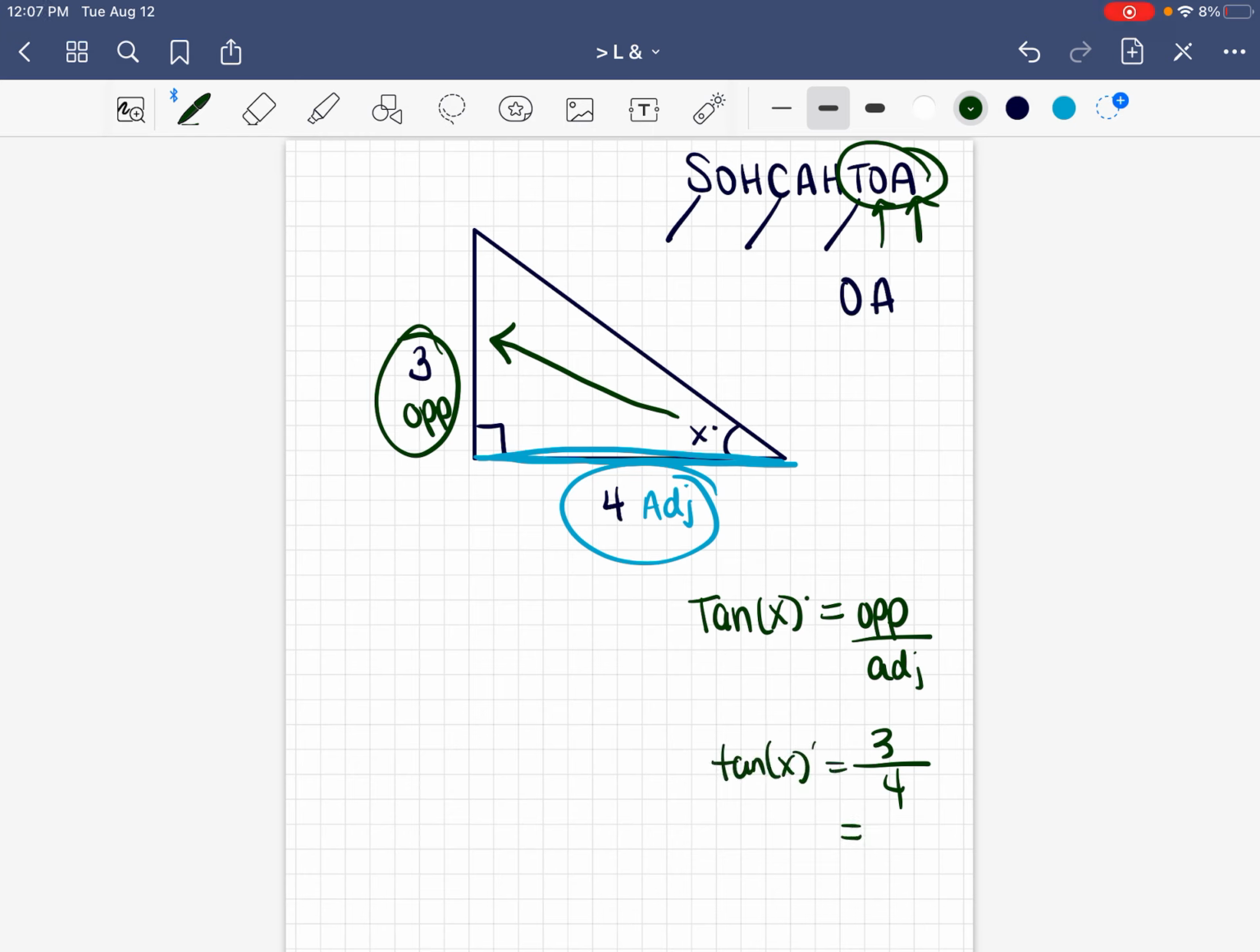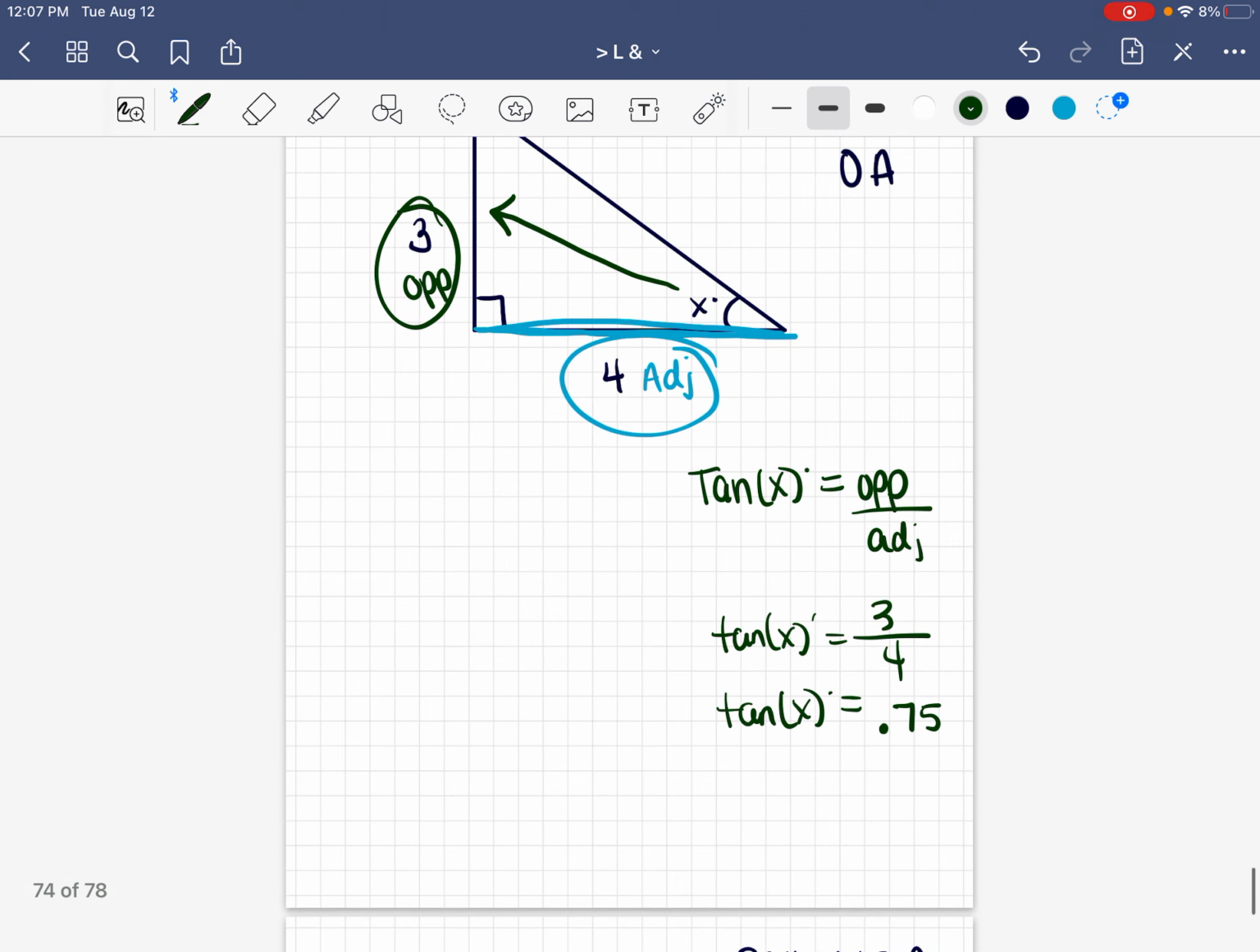We're going to do 3 divided by 4 in our calculators, which is just 0.75. So we're going to do tan of X. And then what do we do in order to put this into our calculator? Again, we do second tangent, and what should appear is tan to the -1, parentheses, put in that 0.75, close the parentheses, hit enter. So I'm going to do second tan 0.75, close parentheses, enter, and you should get 36.86.